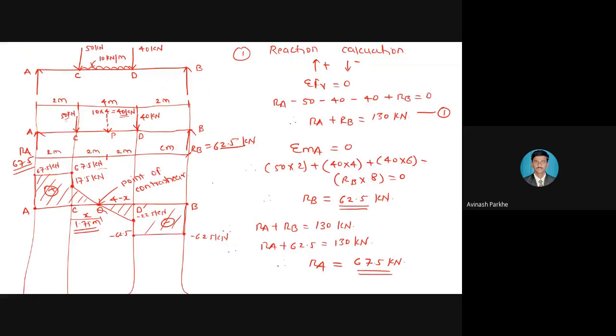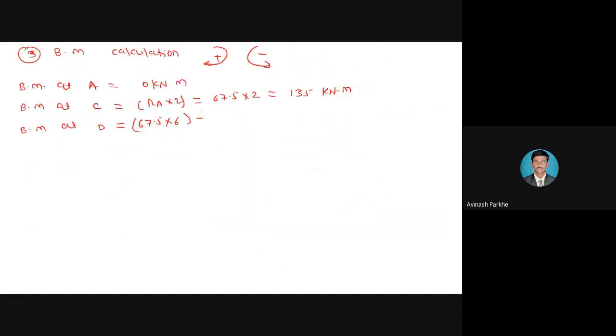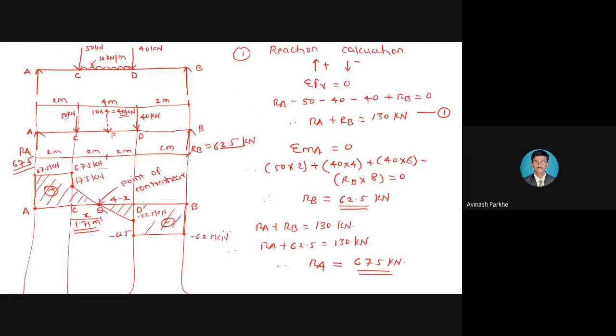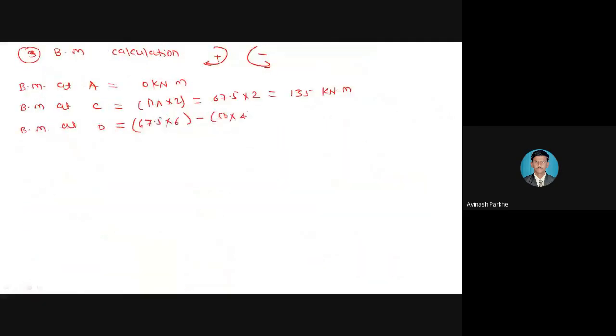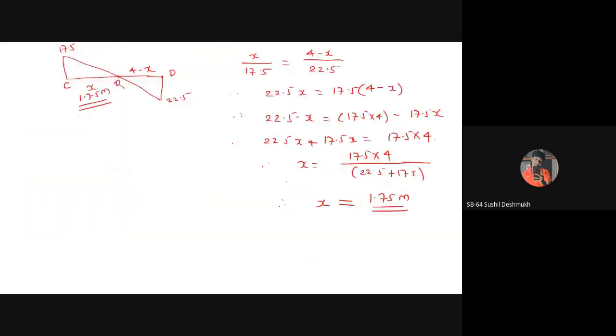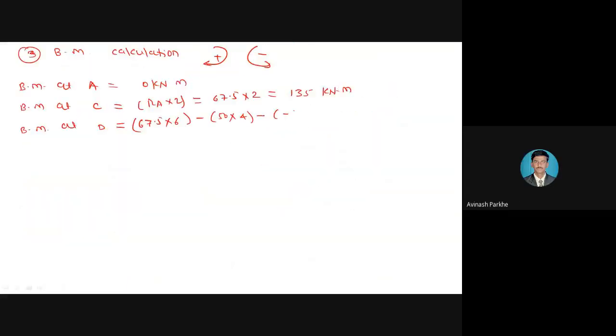So minus 50 into distance. Distance between C and D is directly given on the figure: 4. Minus 60 into 4. Again, the UDL we have converted into the point load, which is indicated by the dotted line. This is 40 kilonewton force. It is also rotated in anti-clockwise direction, and the distance between P and D is 2 meter. Therefore, minus 40 into 2.